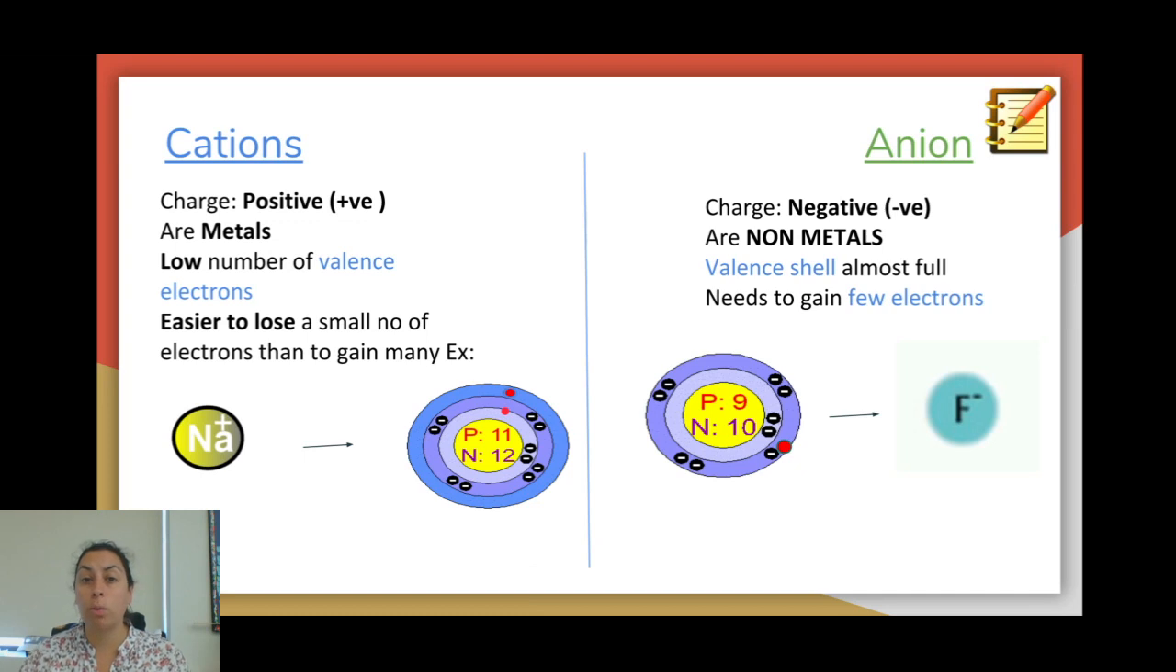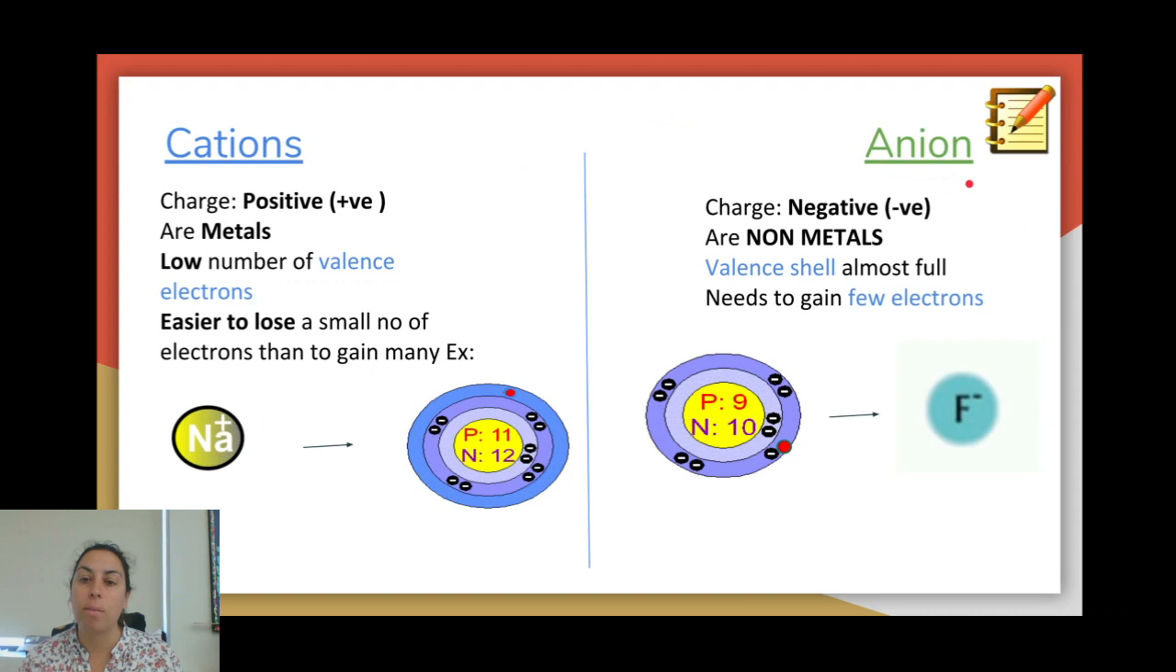So for those of you that struggled with valence electrons, remember you have to look at how many electrons are in the last shell only. Okay, so here there is 1 electron in the valence shell, and it's going to lose that electron to become positively charged.